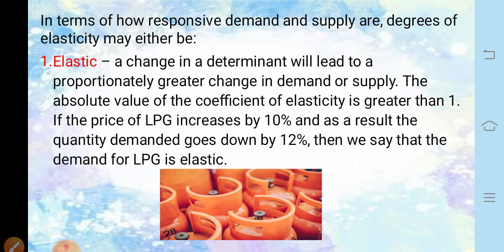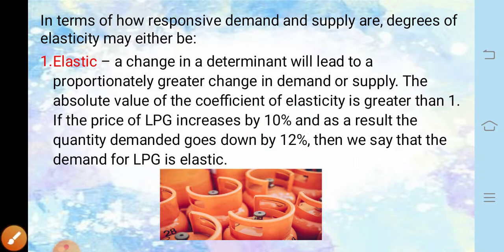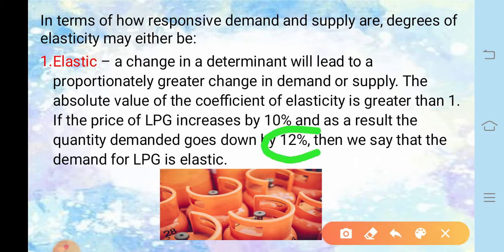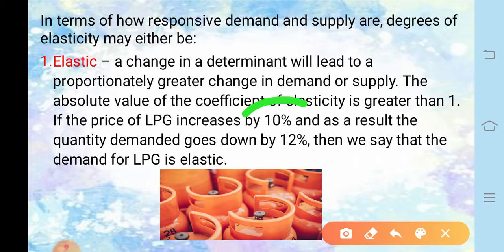If it is higher, just like this one, since the increase of the price is 10% and the demand decreased by 12%, we can say that the demand for LPG is elastic, since the decrease in demand is greater than the increase in the price of LPG. Okay, so the price of LPG increased by 10%, and the demand decreased by 12%. Because when the price goes up, of course, demand also goes down.